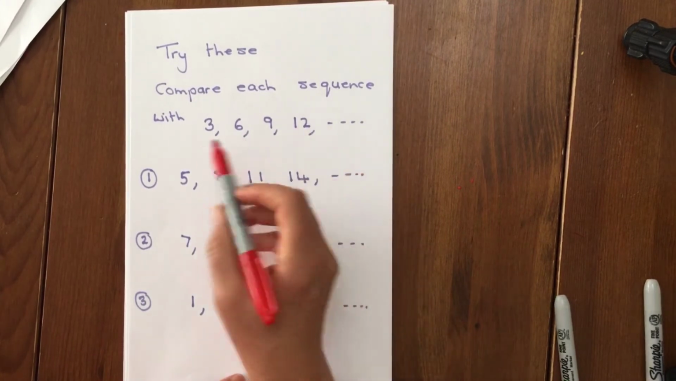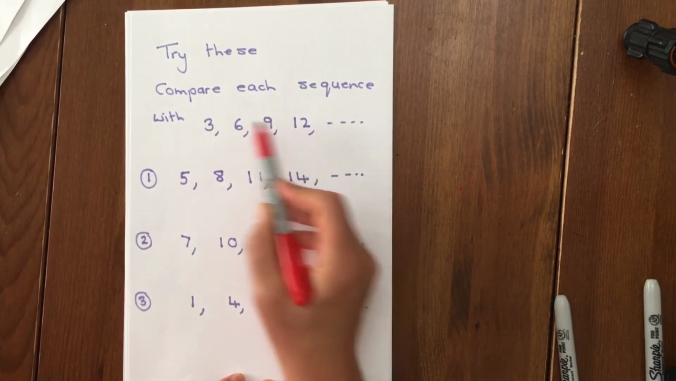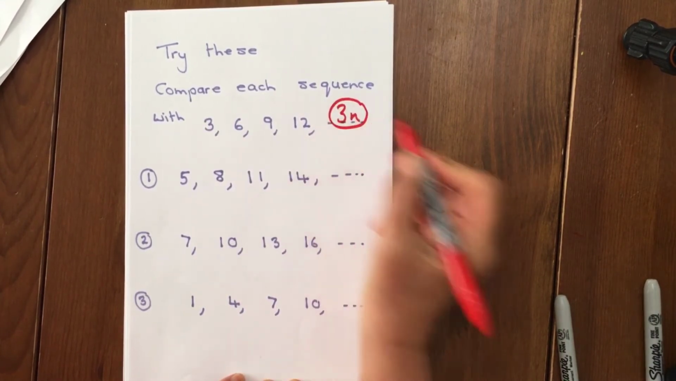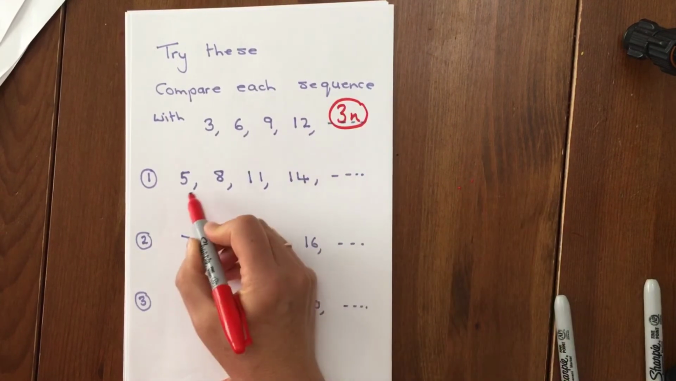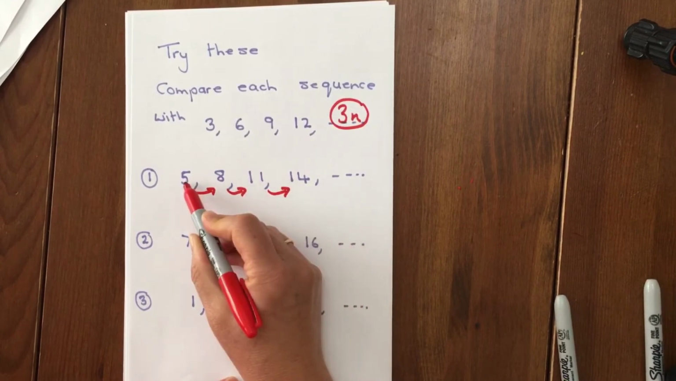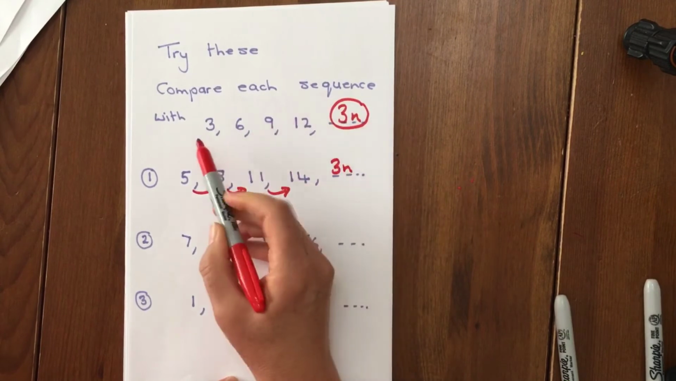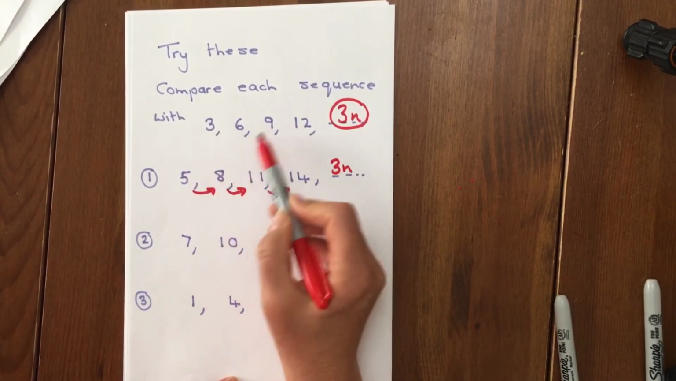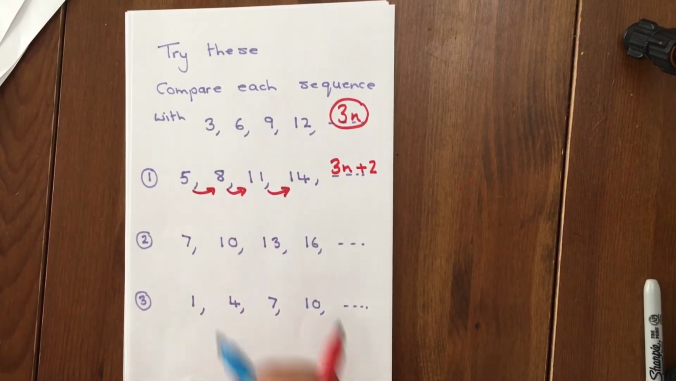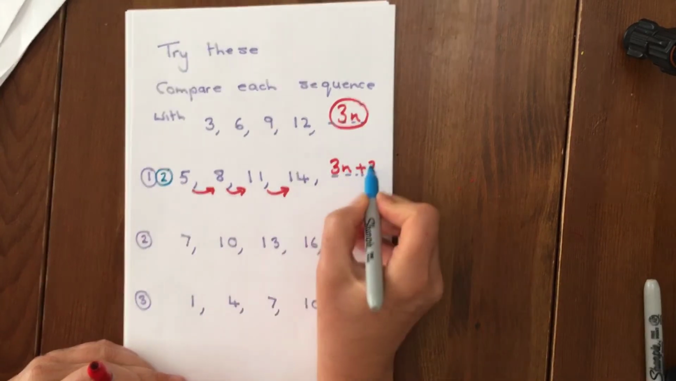Okay, Year 8, let's look at each of these sequences. Well, this one was going up in threes, and it starts with 3. So the nth term is 3n. So this is also going up in threes, but it starts with 5. So I know it's going to be 3n, but each time I'm adding 2. We can check that by going back 3, and this is my adding 2 here.